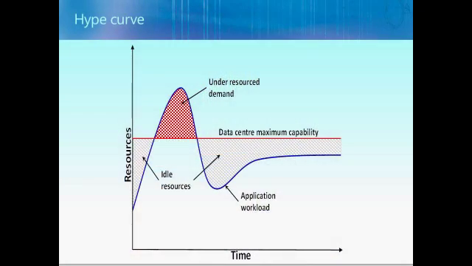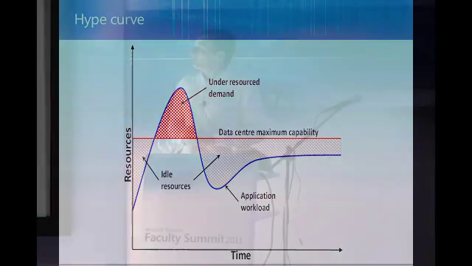I wanted to drill down into this utilization a little bit more here. And I've got this graph. Basically, the red line here, we're looking at this problem if you have your own data center. The red line here is the maximum capability of your data center. And the problem we're looking at here is called the hype curve. This is a very generic example.